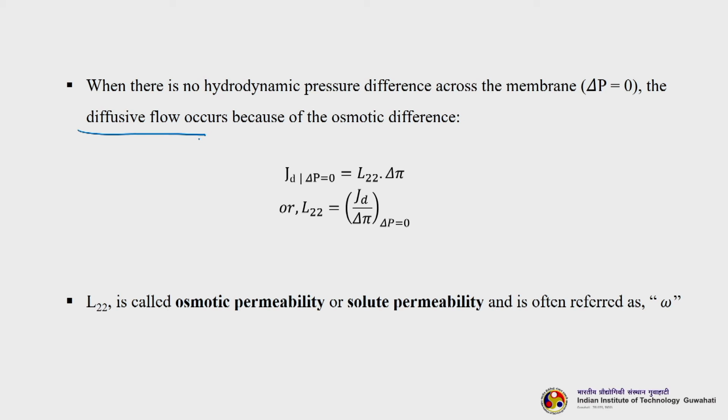So, JD at delta P equals 0 equals L22 delta pi, or we can write L22 equals JD by delta pi when delta P equals 0. So, what is L22? L22 is called the osmotic permeability or solute permeability and is referred to as omega.